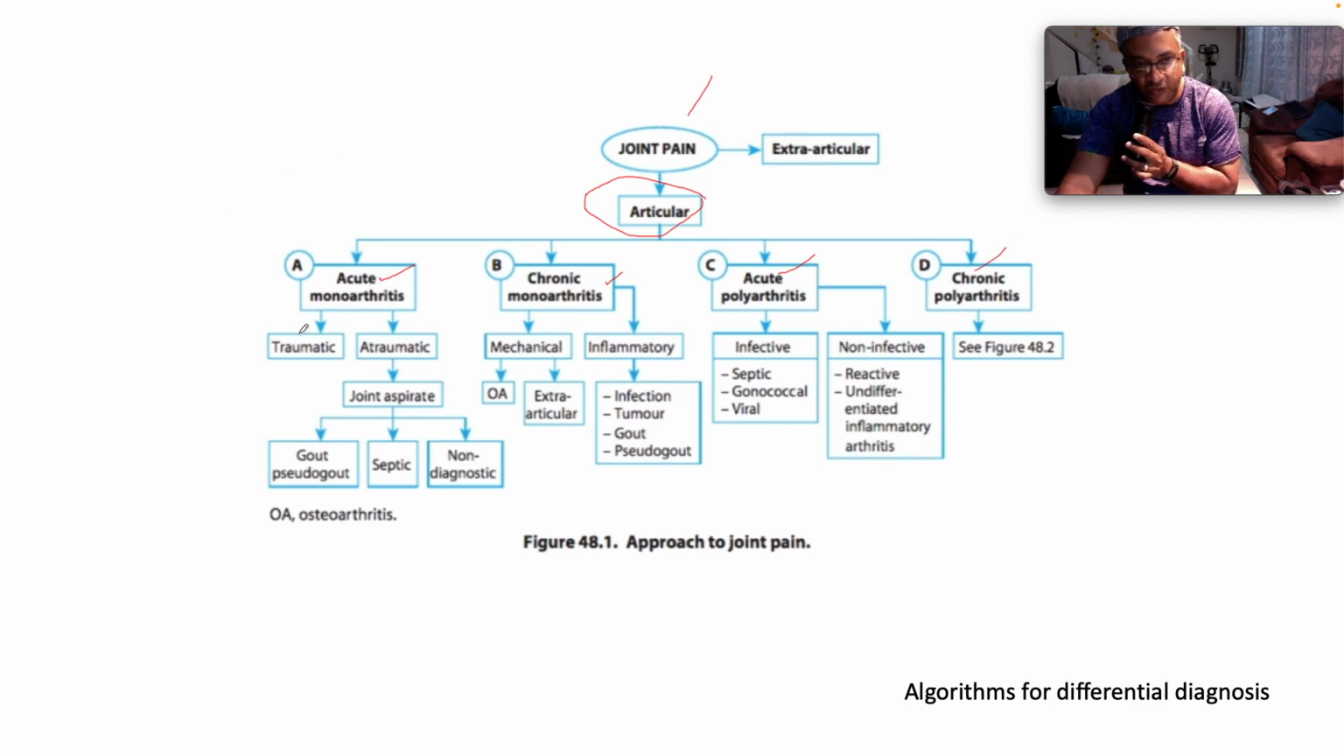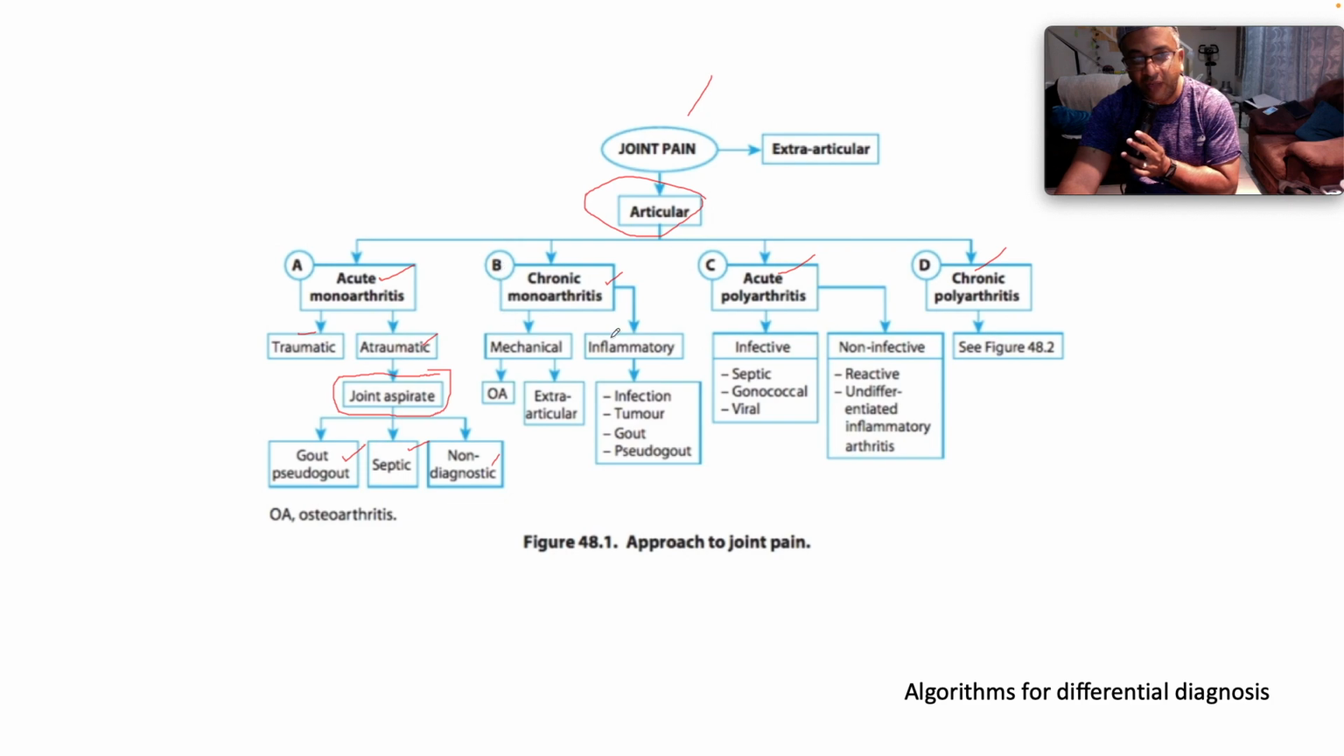If it's acute, usually traumatic, or it could be atraumatic, in which case if there's an effusion, you want to do a joint aspirate and send it off for crystals, cells, and culture. And then you diagnose either gout or pseudogout on the basis of the crystals that you find. So gout, we have monosodium urate crystals, which are negatively birefringent, versus pseudogout, where you get calcium pyrophosphate crystals, which are positively birefringent. It could be septic arthritis, or it could be non-diagnostic.